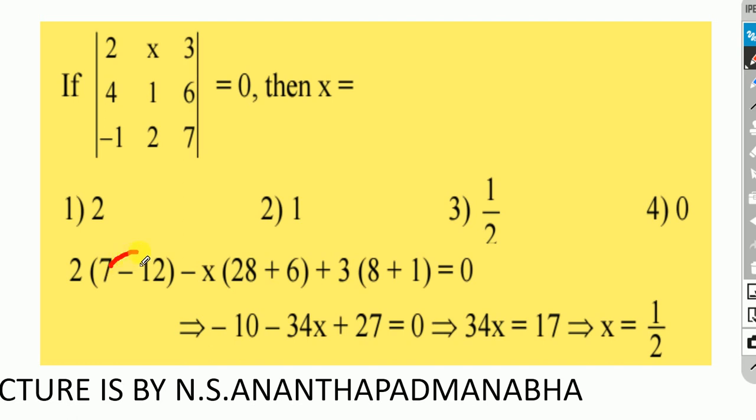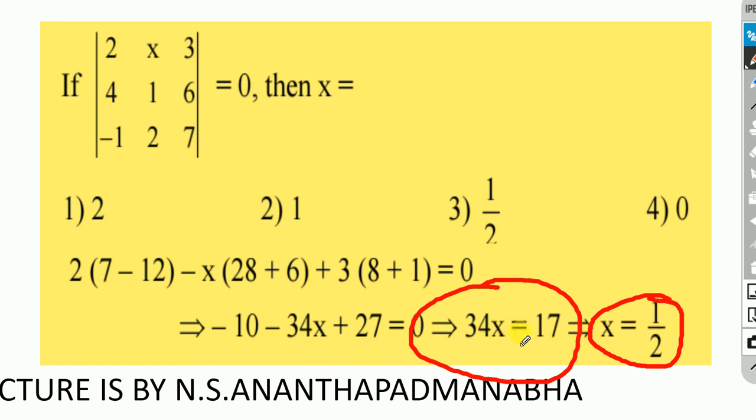So 7 minus 12 is minus 5, minus 5 into 2 is minus 10, 28 plus 6 is 34x, I have minus sign here of course, 8 plus 1 is 9, 9 into 3 is 27. So you can simplify this, you will get x is equal to 1 by 2, that is 34x is equal to 27 minus 10 is 17, 34x is 17, x is equal to 17 by 34, which is 1 by 2. 1 by 2 is the right answer.